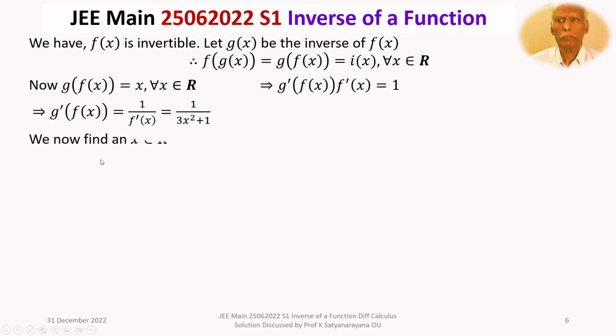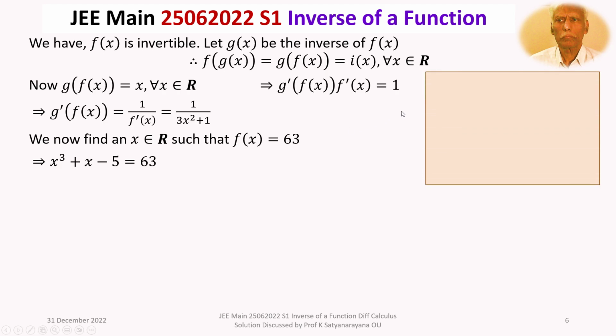Agreed. Now we find an element x belongs to R such that f of x is equal to 63. For what value of x is x cube plus x minus 5 equal to 63? So it's a cubic equation and we have to only guess. We have no methods that are included in our syllabus. Therefore, we make a kind of guesswork, or by a trial we do it.